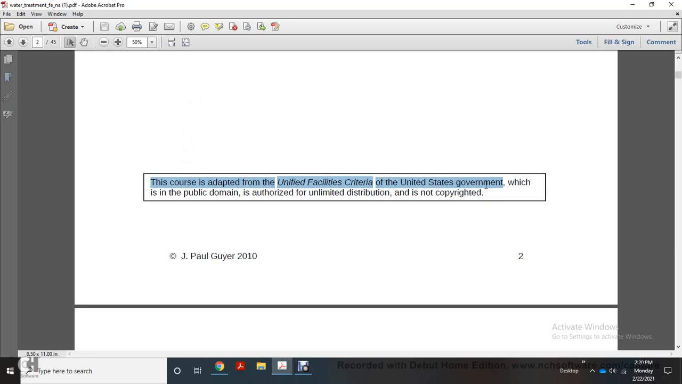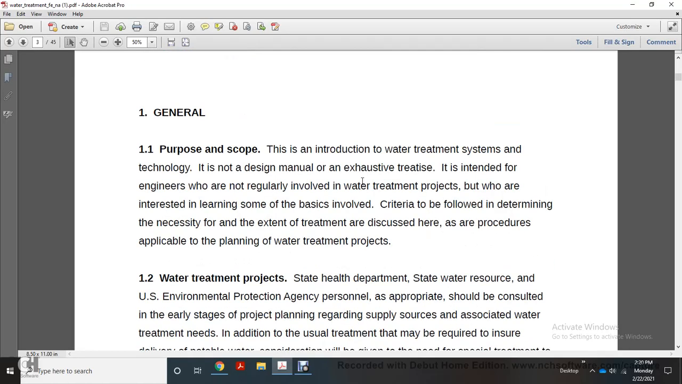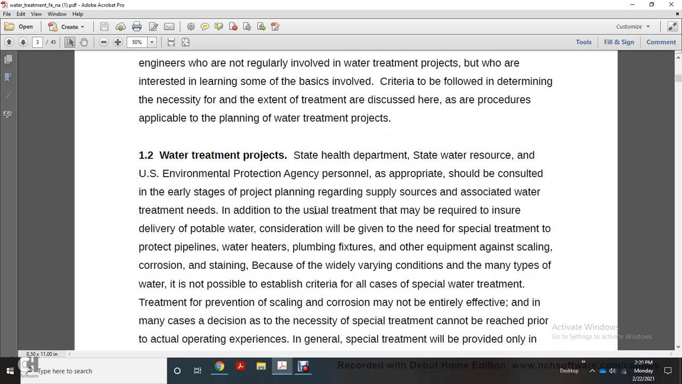This course is adapted from the Unified Facilities Criteria of the United States government, which is public domain, authorized for unlimited distribution, and not copyrighted. Alright, general purpose and scope. This introduction to water treatment systems and technology is not designed as an exhaustive treatise, but is intended for engineers who are not regularly involved with water treatment projects but are interested in learning some of the basics. The criteria to be followed to determine the necessity for and extent of treatment are discussed here, and the procedures are applicable to planning of water treatment projects.